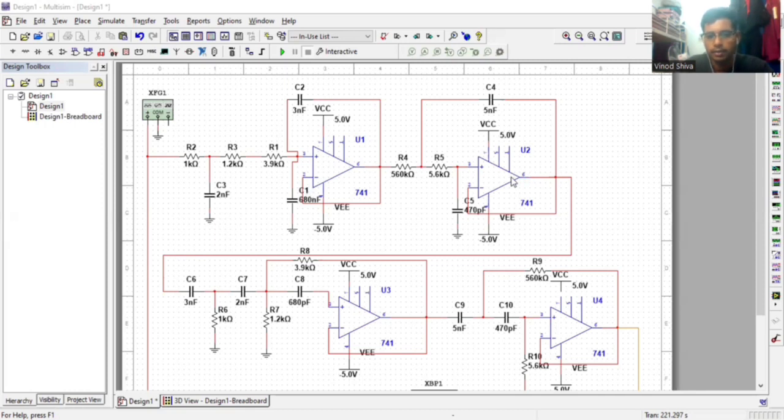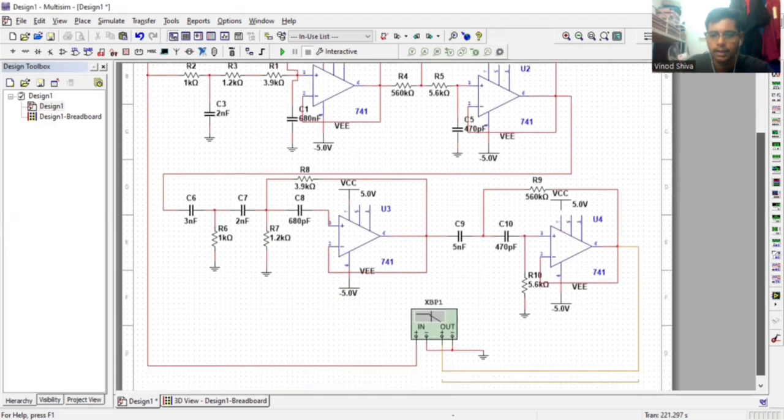Jumping into the second operational amplifier, this stage includes resistors R4 and R5, both 560 kilo ohm, and capacitor C4 with 5 nanofarad and C5 with 470 picofarad in the feedback loop. This configuration works together with the first stage to further refine the bandpass characteristics, typically focusing on mid-range frequency.